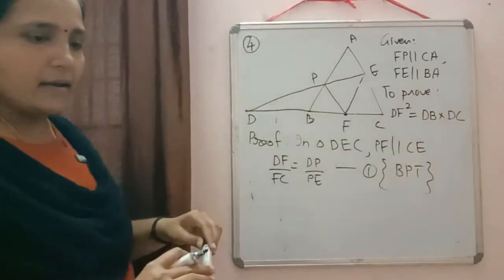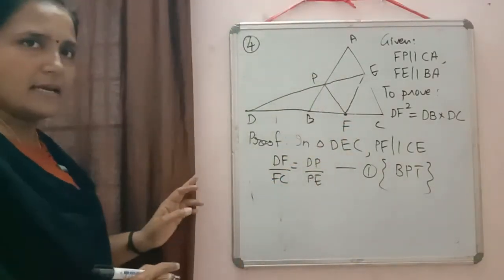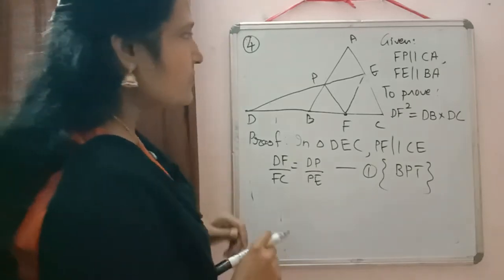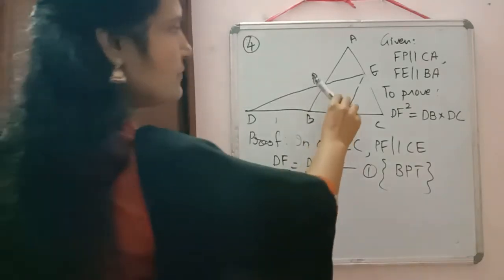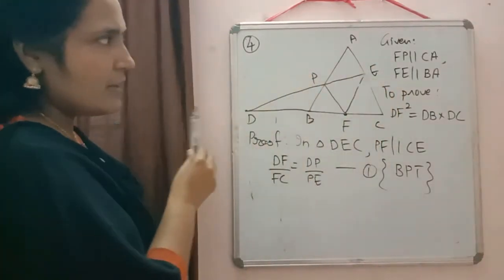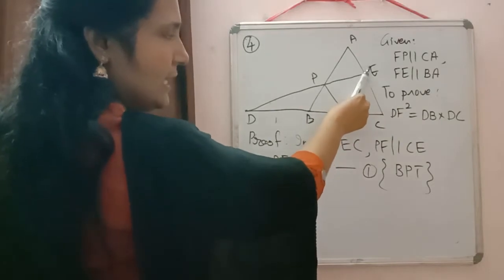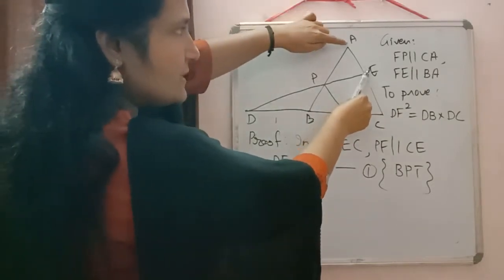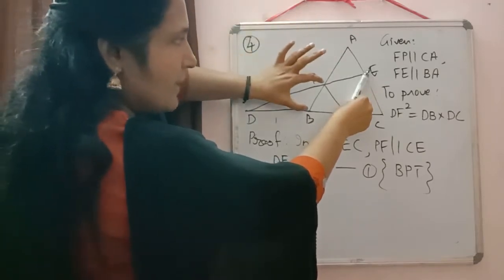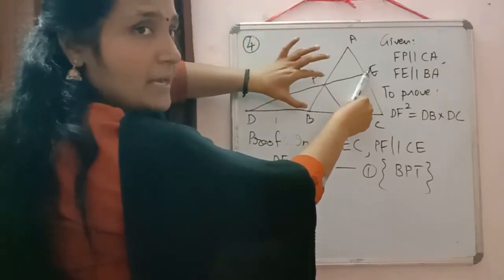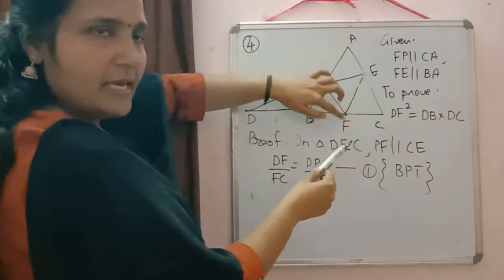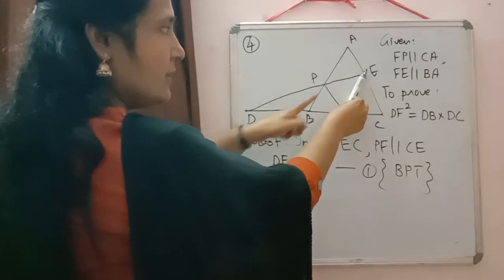So the first condition we used there. In the same way, one more parallel side is there. First one we used, FP is parallel to EC. Then the one we have is FE. FE is parallel to which side? Parallel to AB. In the same way, PB is a part of AB, so we can say PB is parallel to FE.